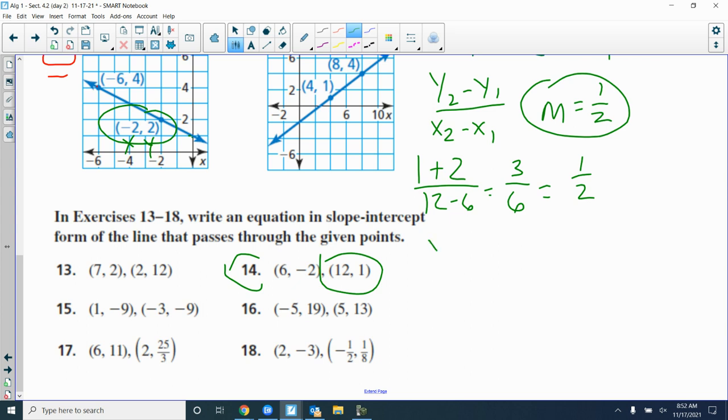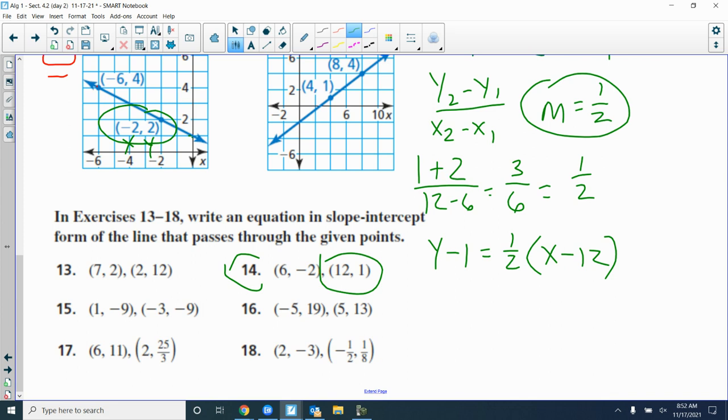y minus 1 equals 1/2, and then parentheses, x minus 12. Nice job, Juan. Okay, he's 100% right. Is everybody okay with that? Now, what do we have to distribute on the right side?